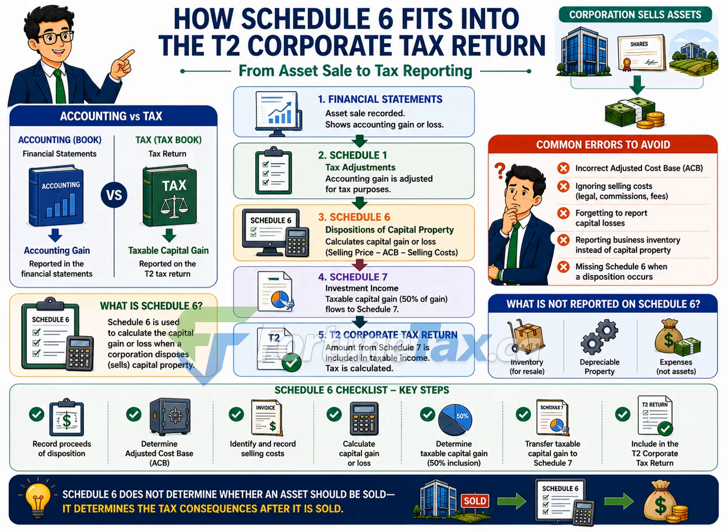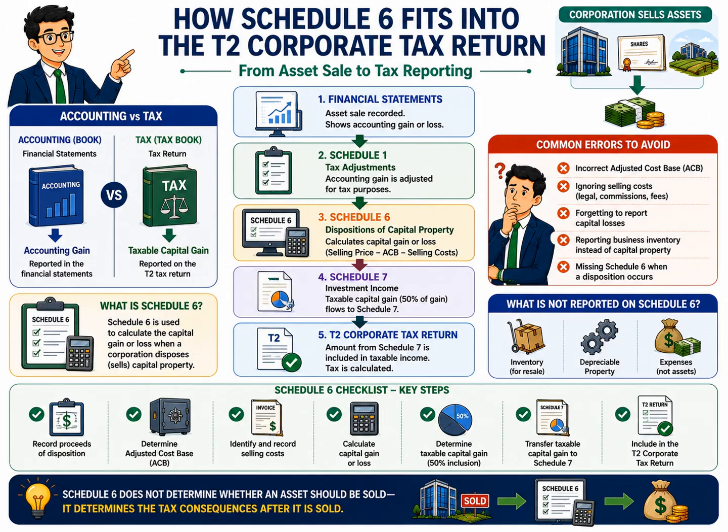This means that Schedule 6 is not an isolated schedule. It forms an important link between the corporation's accounting records, the tax adjustments made in Schedule 1, the investment income calculations in Schedule 7, and finally the corporation's T2 tax return. The comparison on the left also highlights an important concept. The accounting gain shown in the financial statements may differ from the taxable capital gain reported for tax purposes, because accounting rules and tax legislation often use different measurement methods and adjustment rules.